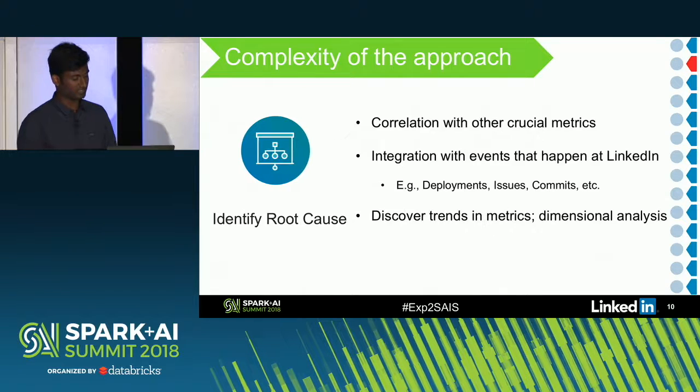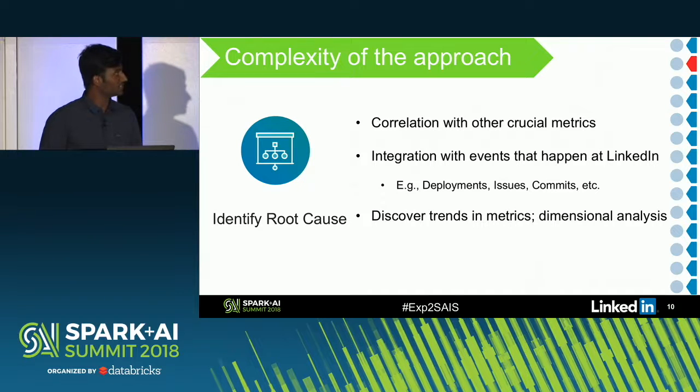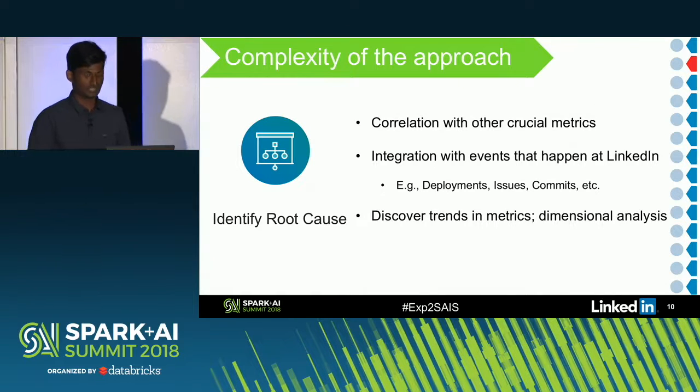And once an anomaly is detected, in order to identify the root cause of it, you need to have the ability to correlate it with other crucial metrics. You would have the need to integrate events that happen at the company. For example, there was a deployment event, or there was a migration from Hadoop 2.7 to 2.8, or there was some Git commit or some issue, which you can correlate these anomalies with and try to identify what could be the likely events that could have led to these anomalies.